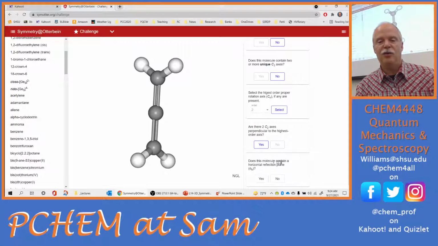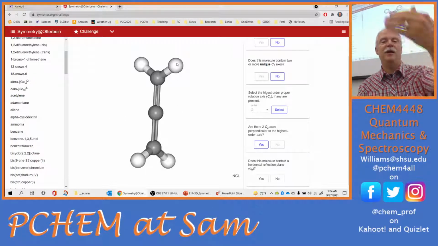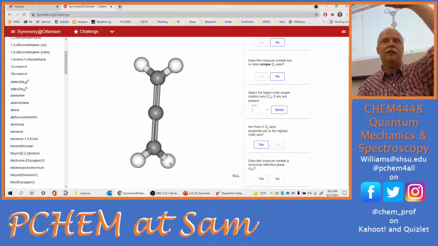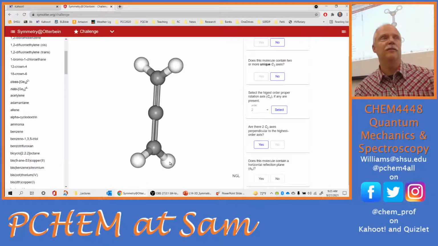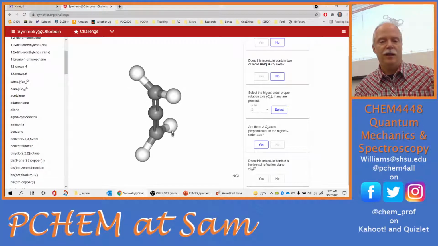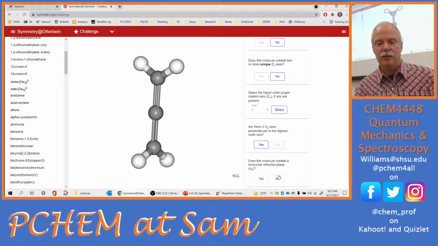Then does it contain a horizontal reflection plane? So if we pick this vertical axis as the principal symmetry axis, is there a reflection plane that's 90 degrees to that? I would say no, because this hydrogen is coming out of the board, and if it comes down here, there's not one out of the board. There's one behind the board, but it doesn't have anything below it to reflect into. You can see it if I look down. See, there's no hydrogen below that it can reflect into. Okay, so we're going to say no to that.